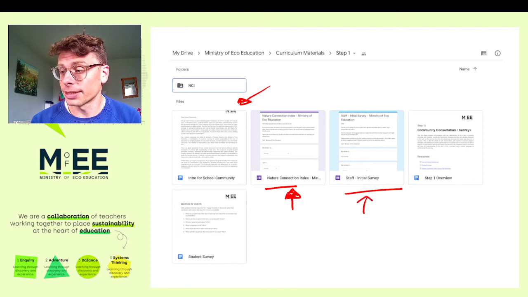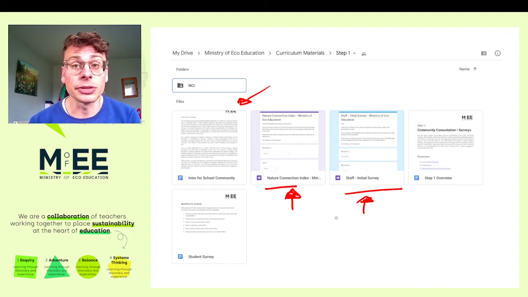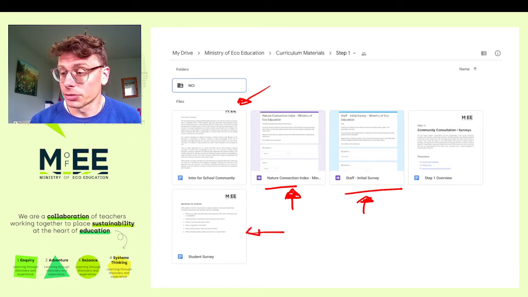This next one then is an initial survey for staff, and what it does is it asks quite general questions about their knowledge and understanding of the climate and ecological emergency. It explores their interests and enthusiasms and looks to see how they might be incorporated into what you do as a school and into the curriculum more widely. And so it's basically ideas gathering, as well as ensuring that staff feel like they're part of the process from the very beginning. There's also a student survey as well.